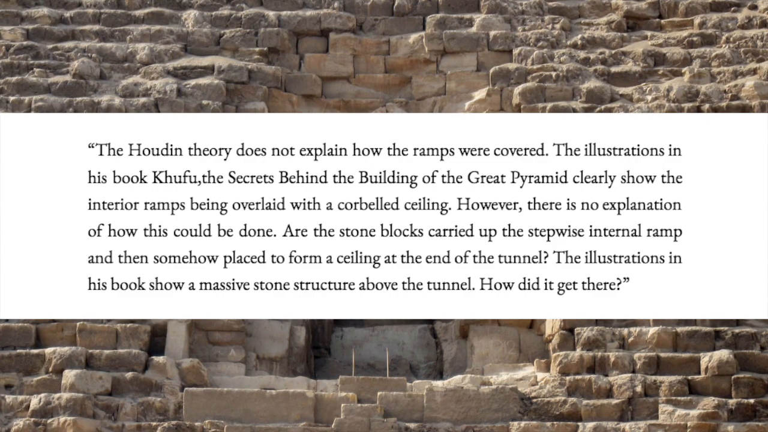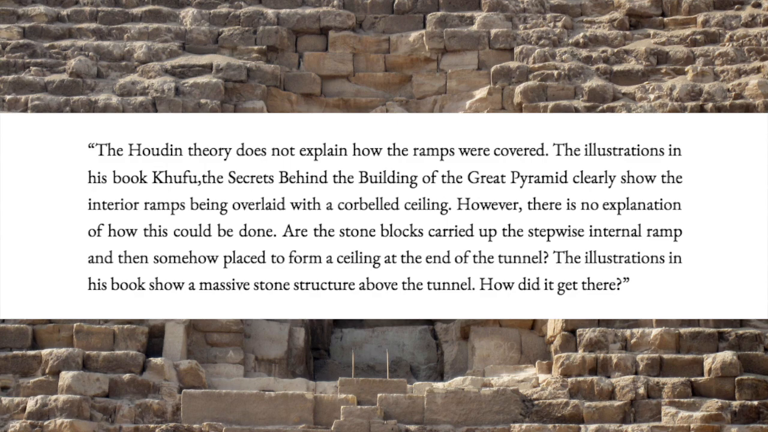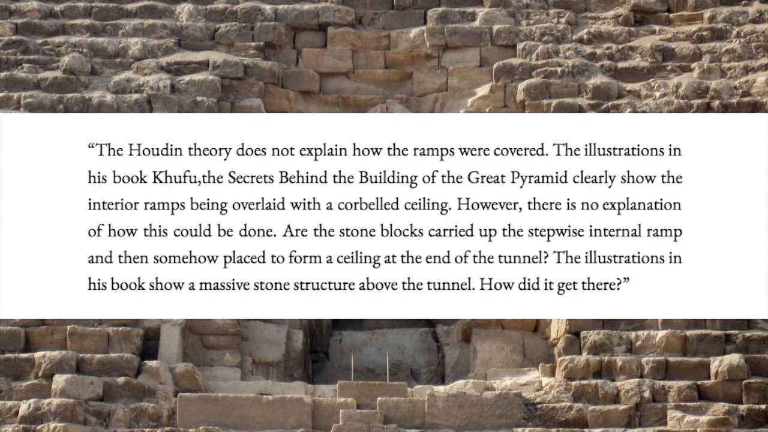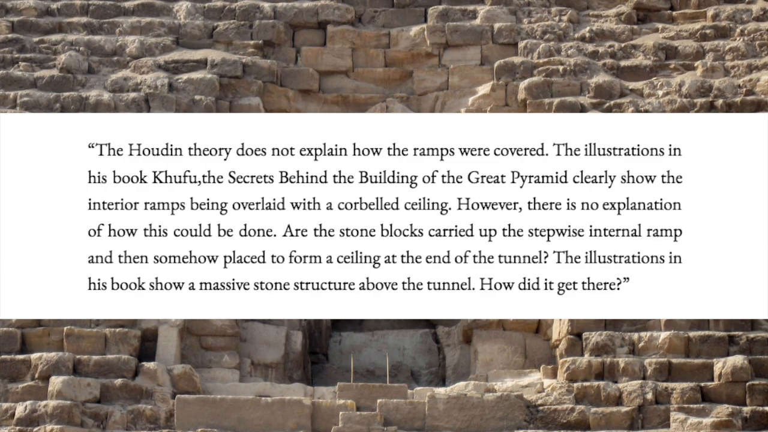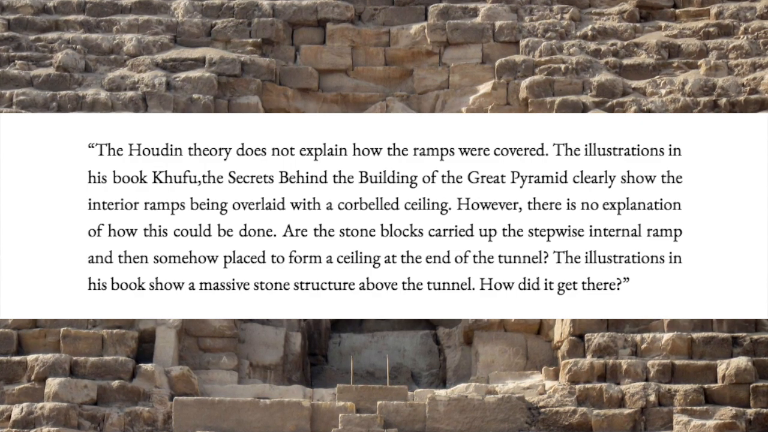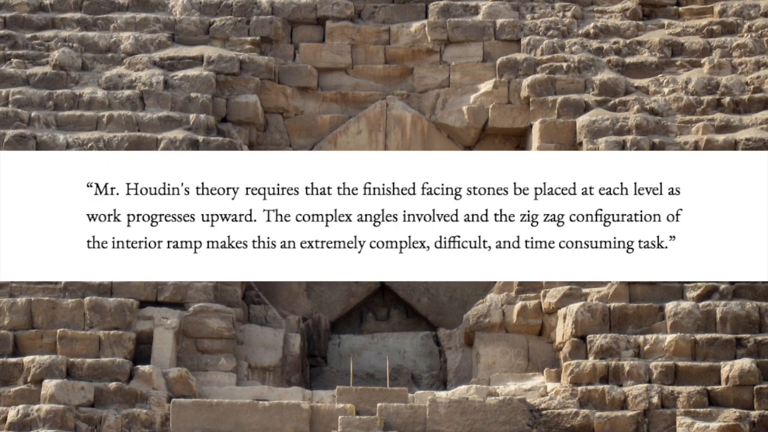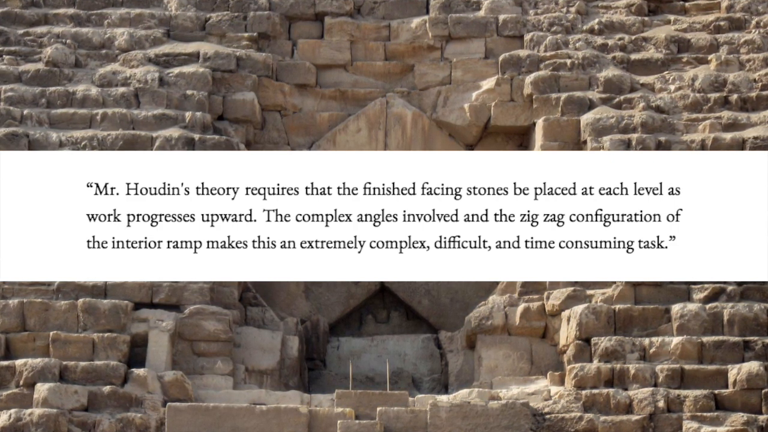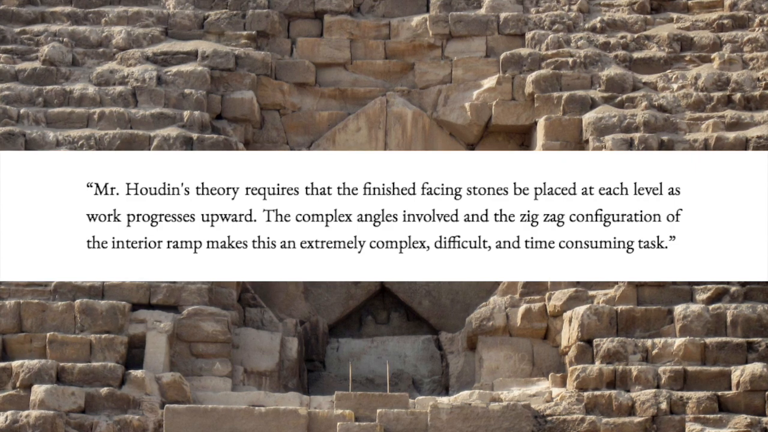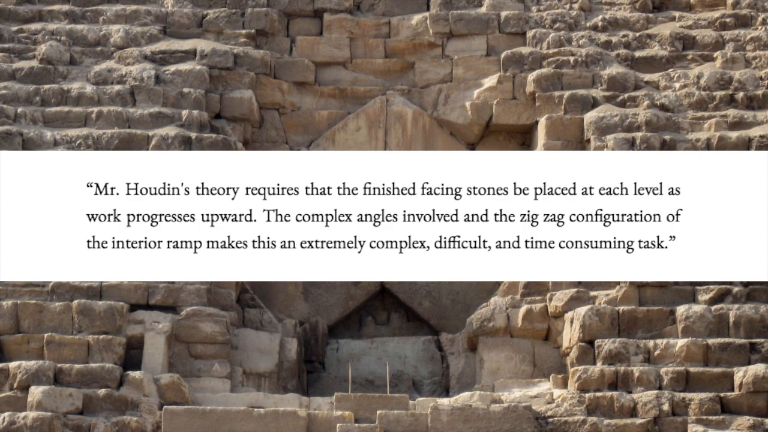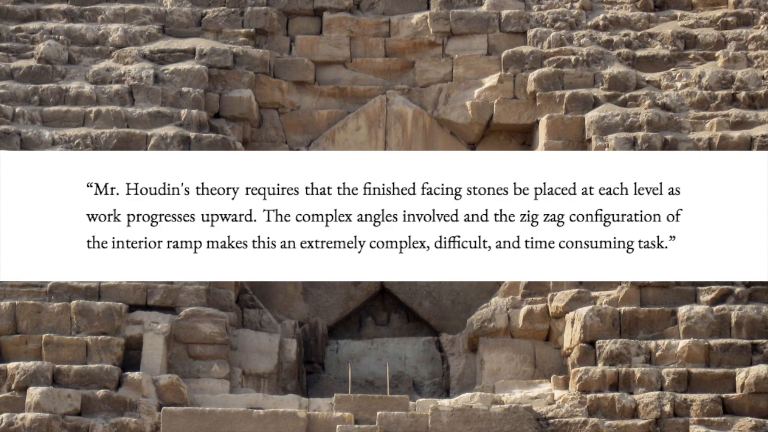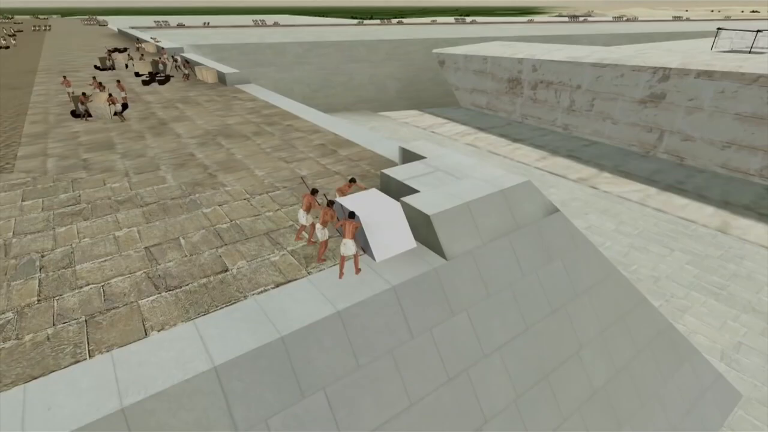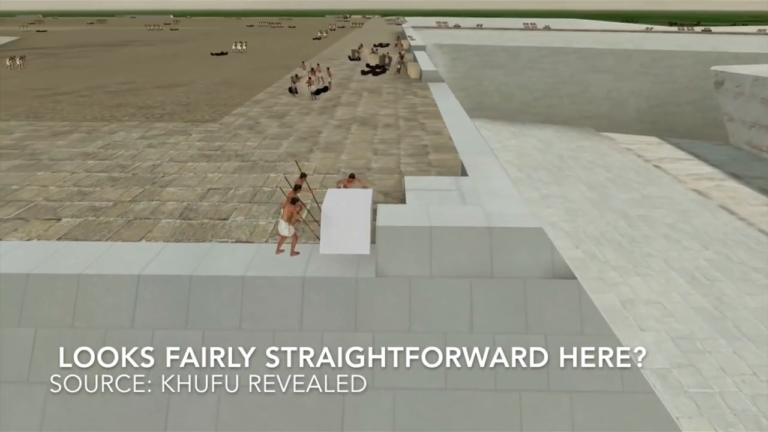Are the stone blocks carried up the stepwise internal ramp and then somehow placed to form a ceiling at the end of the tunnel? The illustrations in his book show a massive stone structure above the tunnel. But how did it get there? Mr. Houdin's theory requires that finishing facing stones be placed at each level as work progresses upward. The complex angles involved and the zigzag configuration of the internal ramp make this an extremely complex, difficult and time-consuming task. Steiger does have a point.